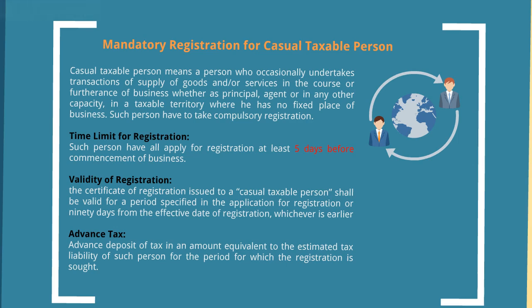Validity of registration. The certificate of registration issued to a casual taxable person shall be valid for a period specified in the application for registration or 90 days from the effective date of registration, whichever is earlier. Advance tax. Advance deposit of tax in an amount equivalent to the estimated tax liability of such person for the period for which the registration is sought.